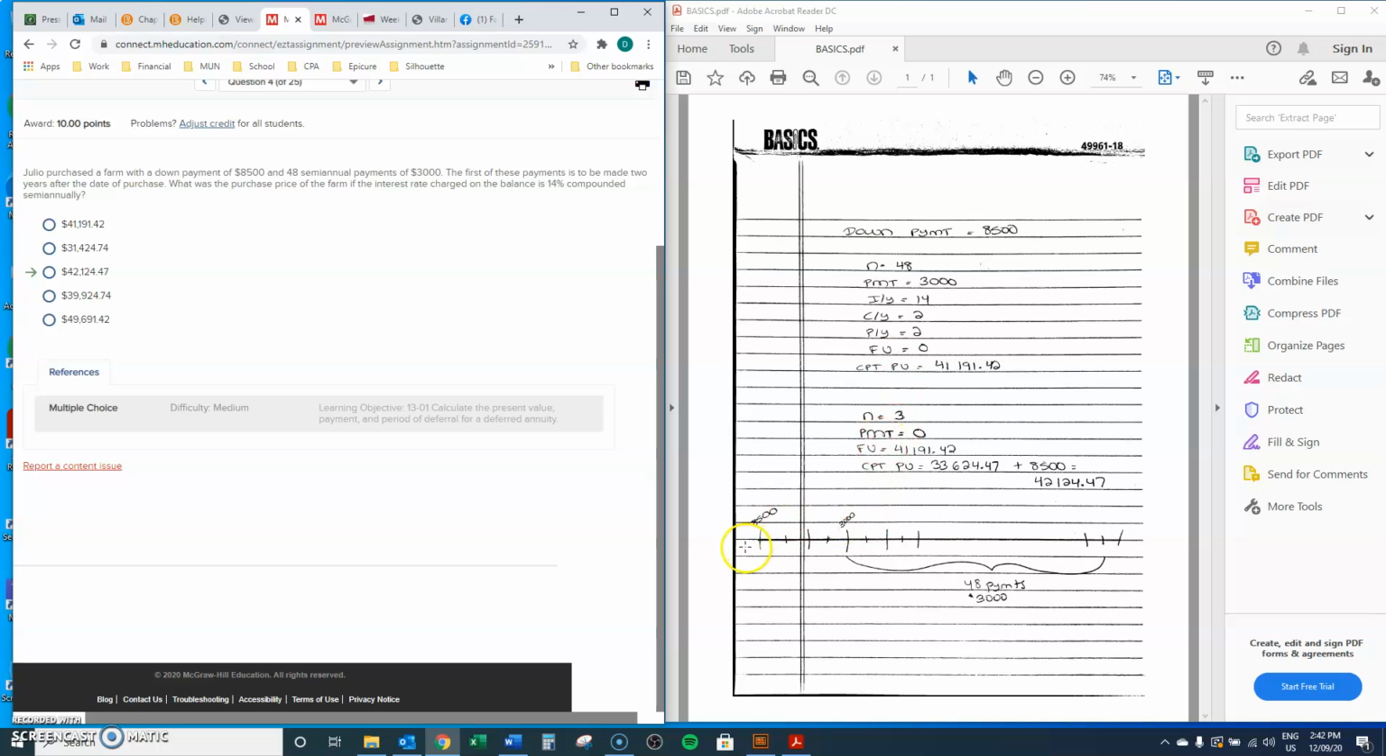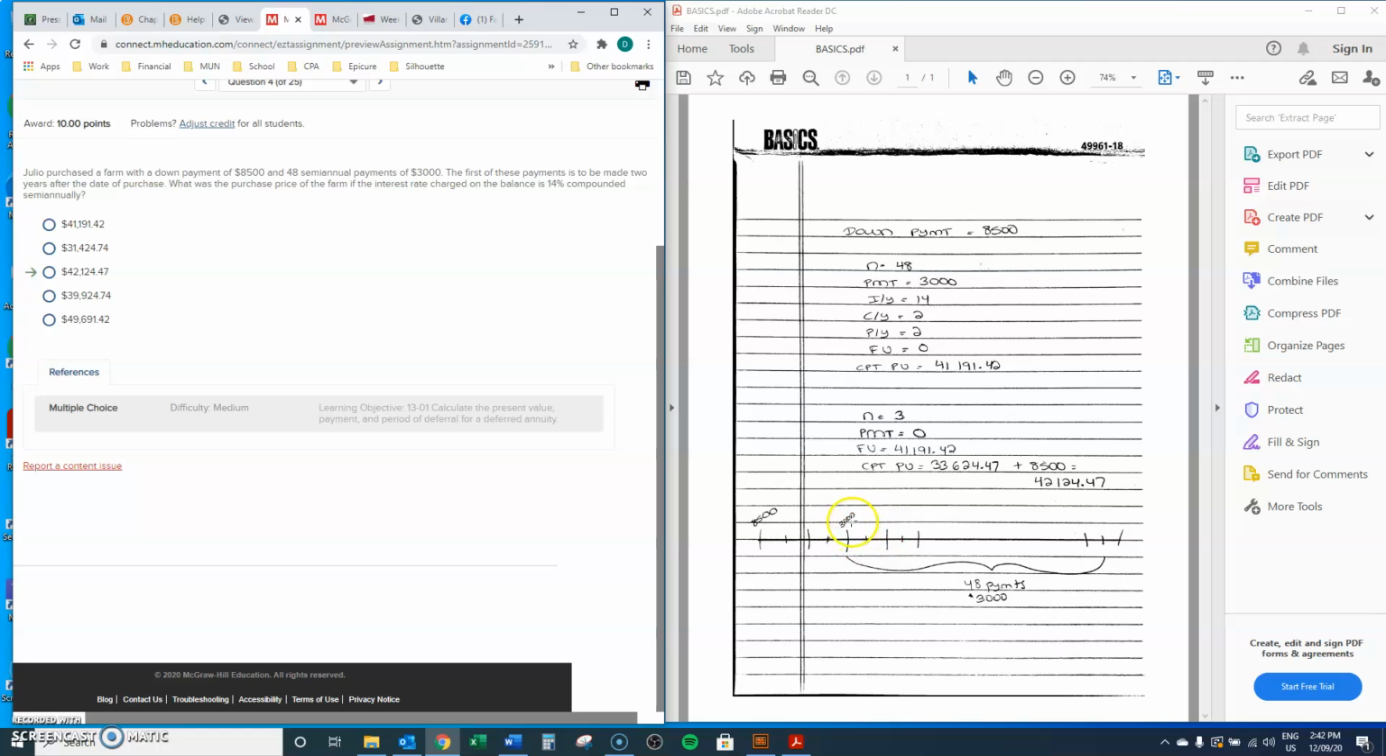So I drew a timeline. It's meant to indicate that the long line is a year and there are 2 payments. So we pay $8,500 now, and then there's 6 months, 12, next 6 months, and then 2 years, and this is the first payment of $3,000. And then every 6 months there's a payment right up till the end, and that's 48 payments. The reason we're doing this is to visualize what our deferral period is.